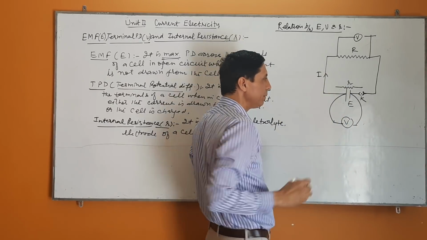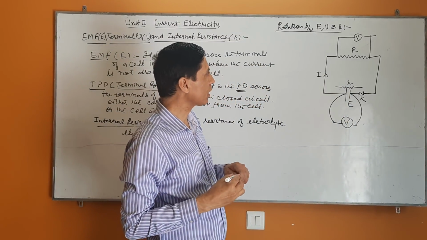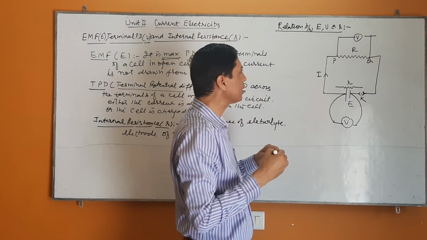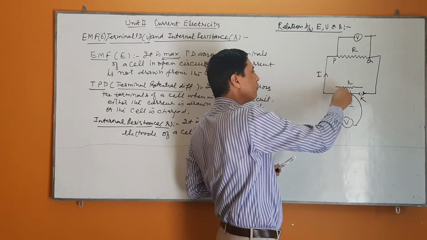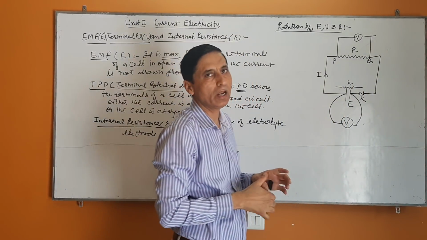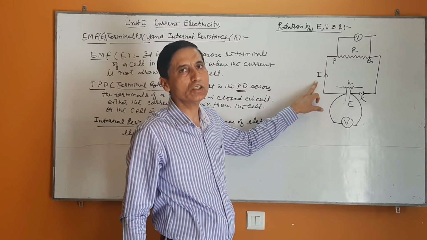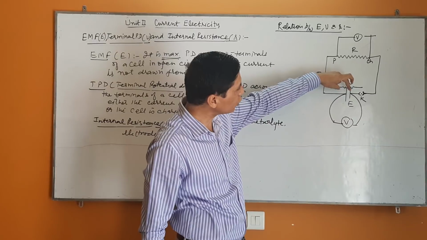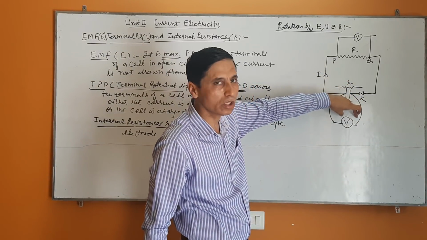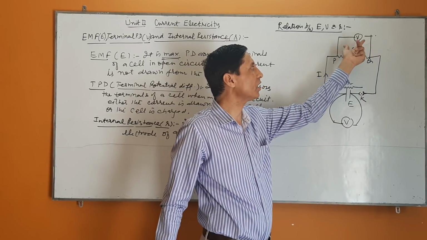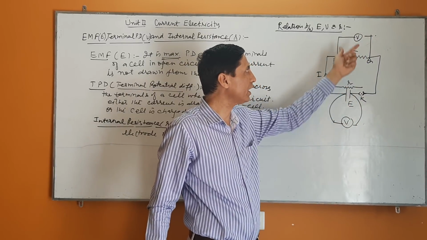Why are these two the same? Let's see. Suppose this is P and this is Q, and P of the resistor is connected with the positive terminal, and Q is connected with the negative terminal, and these connecting wires are of negligible resistance. That's why whatever the potential difference across these two terminals, the same potential difference will occur across this resistor R. That's why if it is V here, then it is also V there.